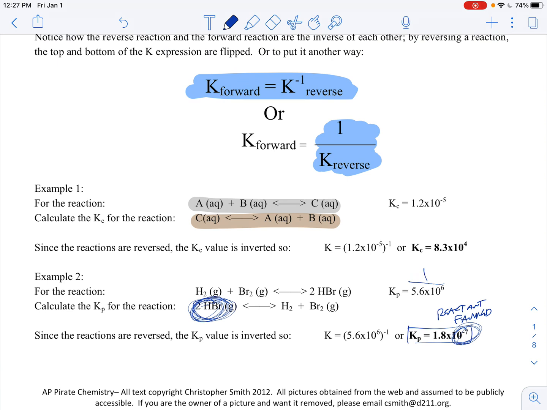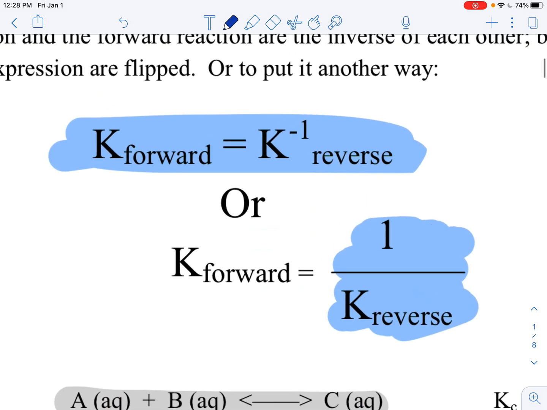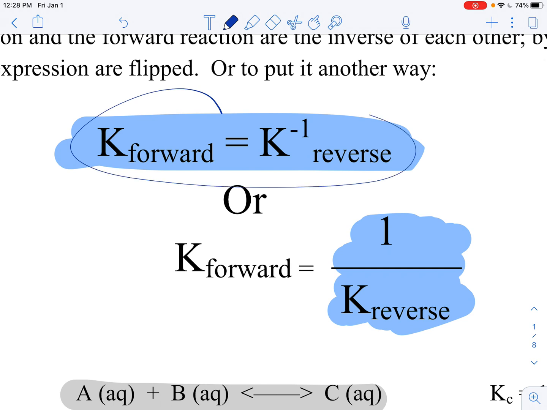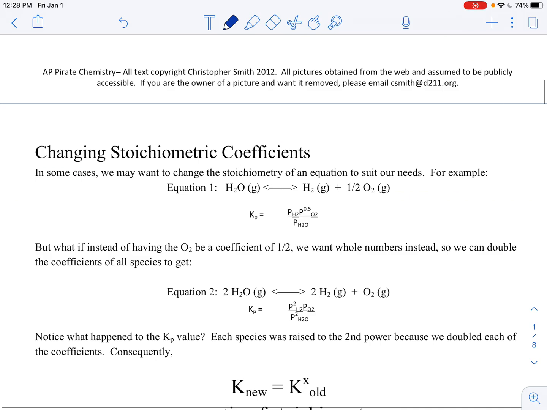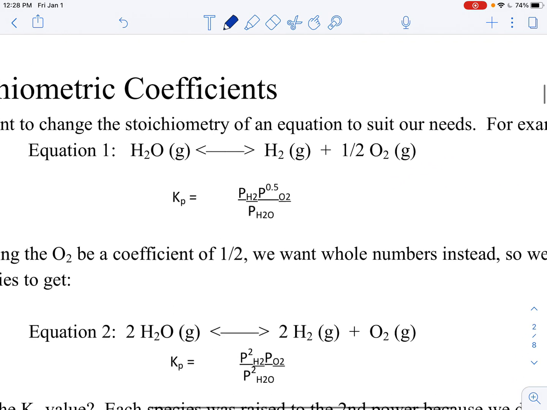So by changing the way that we view the reaction, it doesn't actually change anything, except that it changes the overall way it looks, and the mathematics then have to follow suit along with that. So rule number one is that K forward and K reverse are inverted from each other. If you flip an equation around, you have to invert or take the reciprocal of that value.